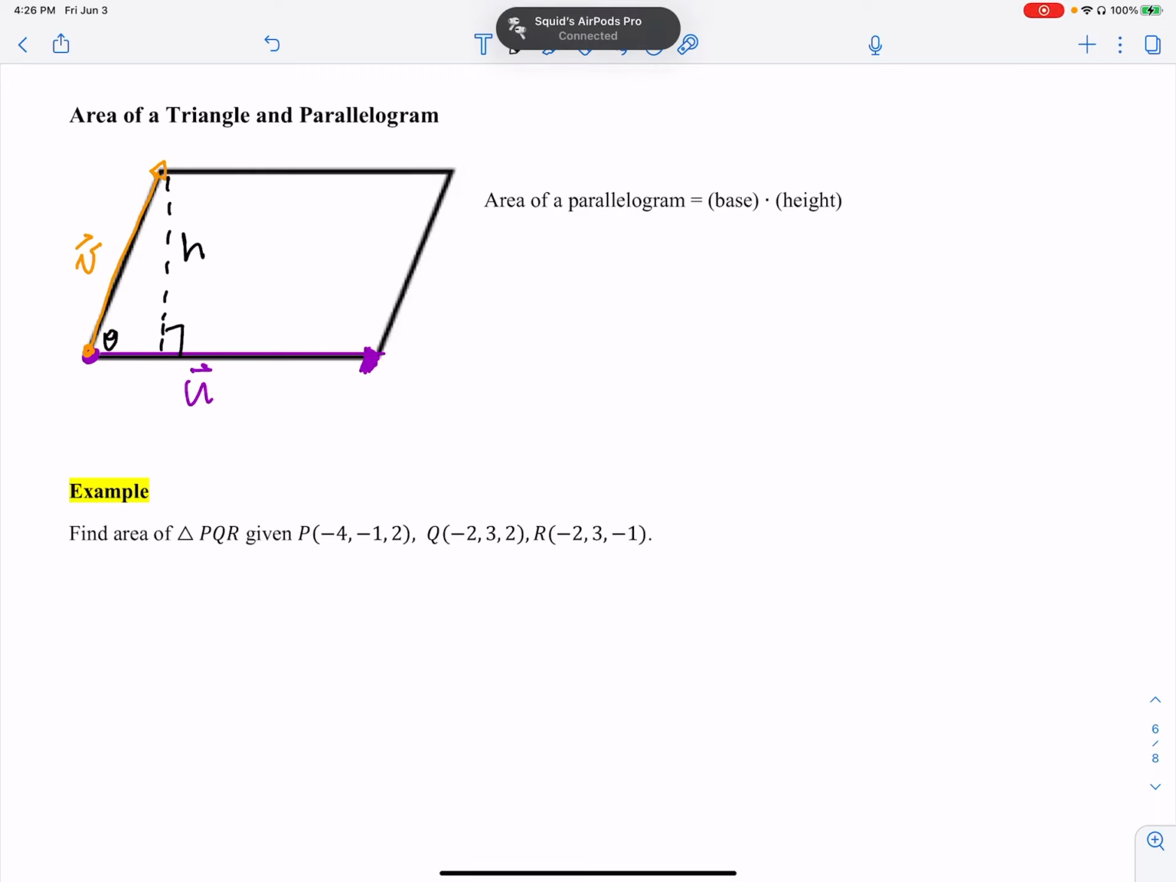In this video, we are going to continue our discussion of 11.4, the cross product. We're going to see it in an application here. It actually will help us find the area of a triangle and parallelogram. So let's begin our discussion on how.